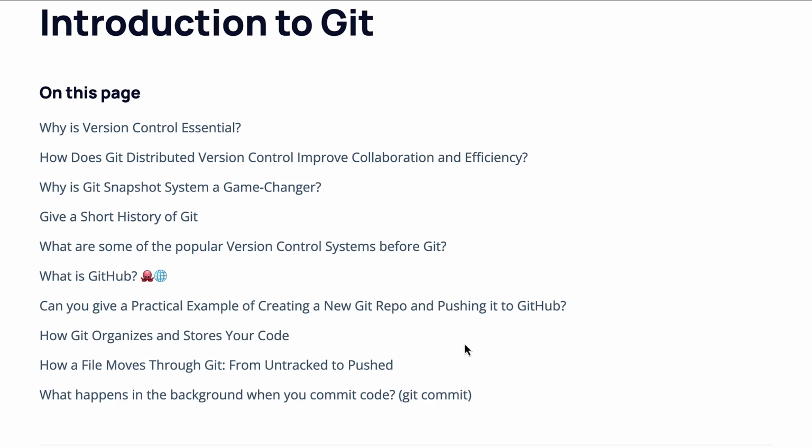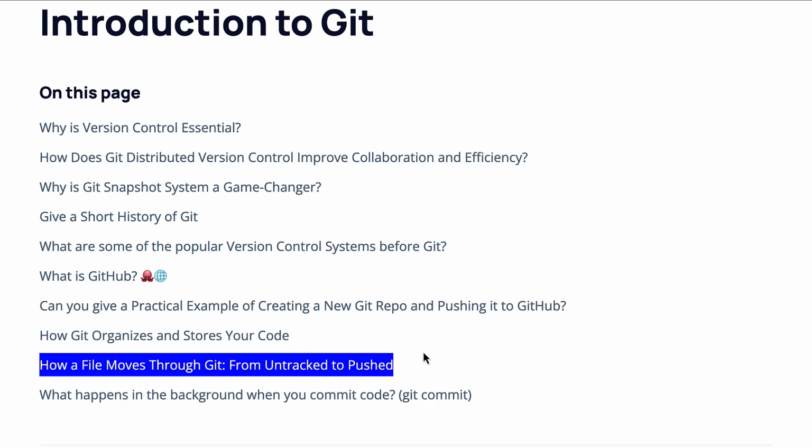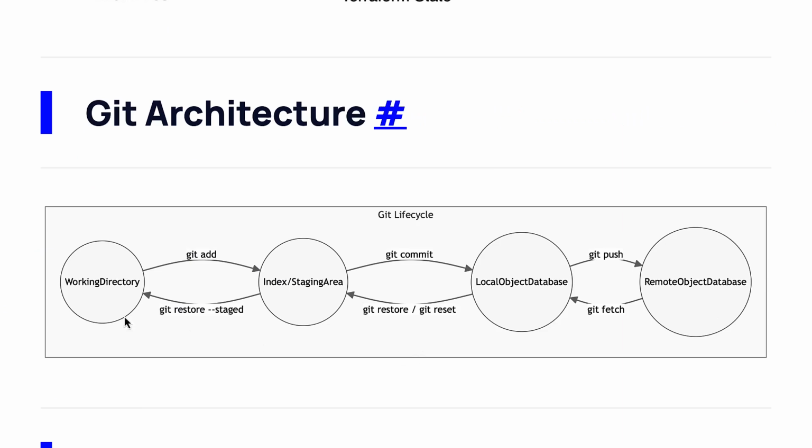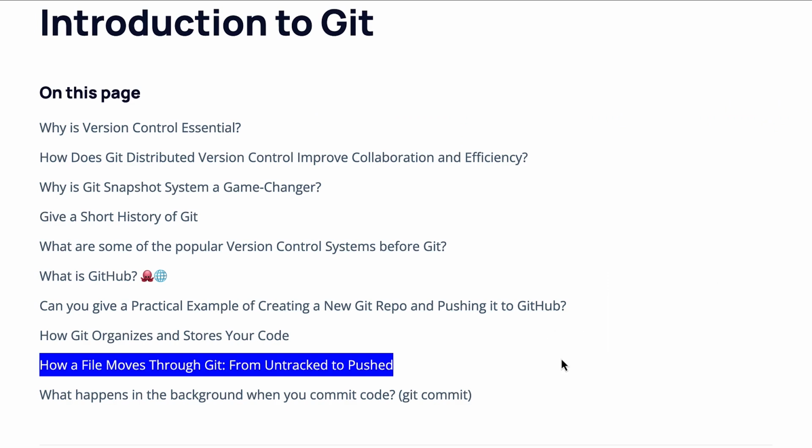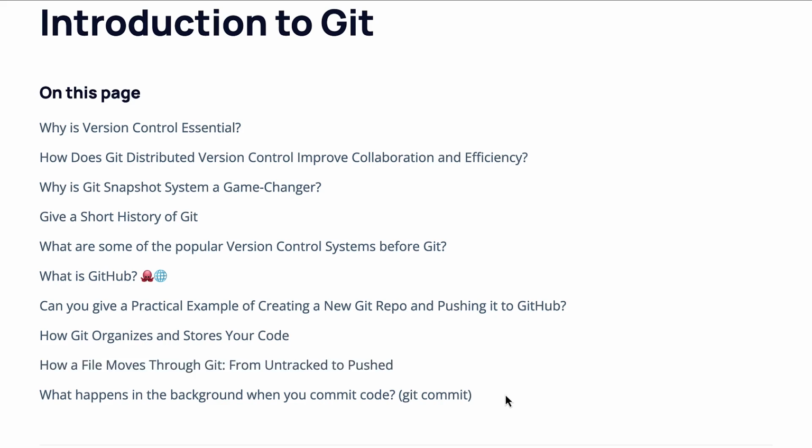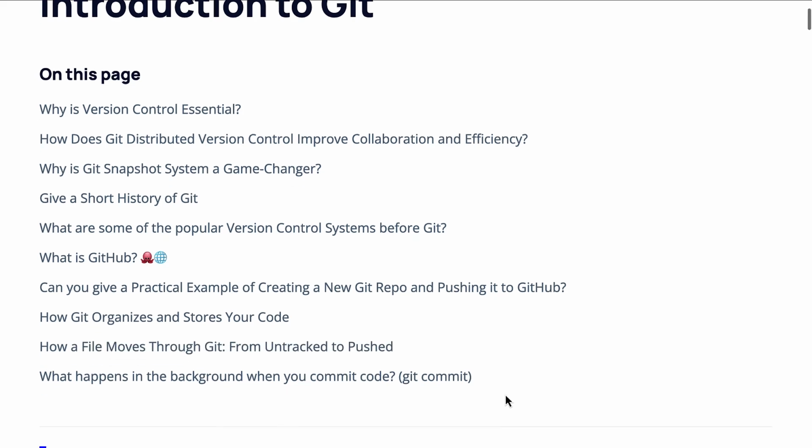And after that, we will look at how a file moves through Git. Whenever you have a file, it goes through multiple stages before it goes from the working directory where you're working on it to the remote repo. So we'll be looking at all the stages that a file goes through in this specific step, how a file moves through Git. And at the end, we'll be looking at what happens in the background when you commit code.